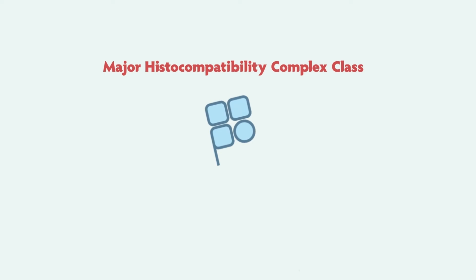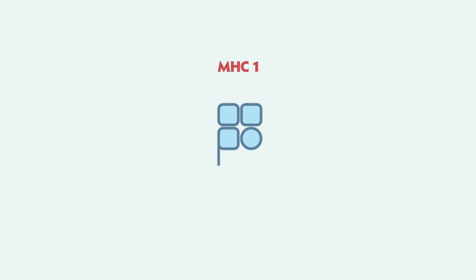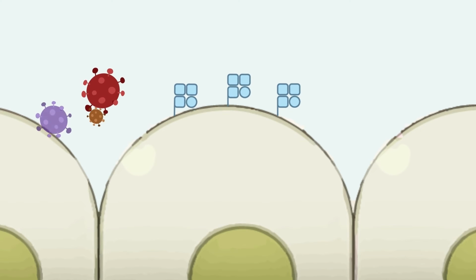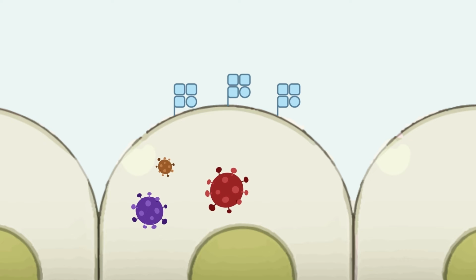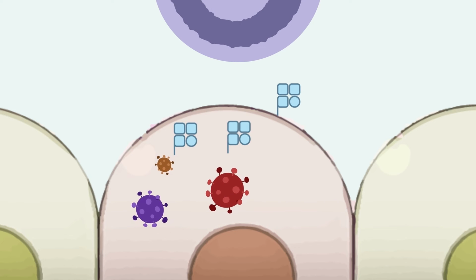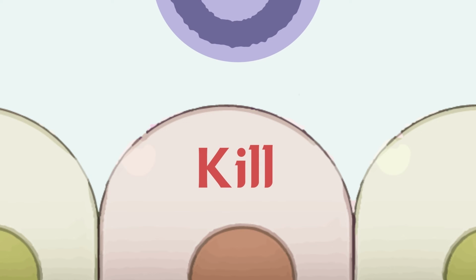For example, the major histocompatibility complex class 1, or MHC1 for short, is a self protein expressed at the surface of every cell in your body. Some viruses reduce the expression of the MHC1 protein on the surface of the cells it infects. Because this important marker for recognizing self isn't there anymore, the NK cells are activated to kill the infected cells.